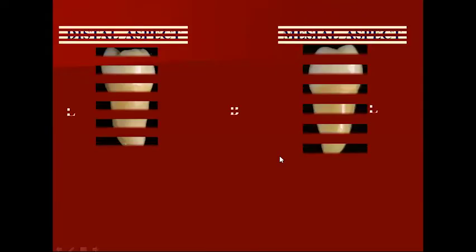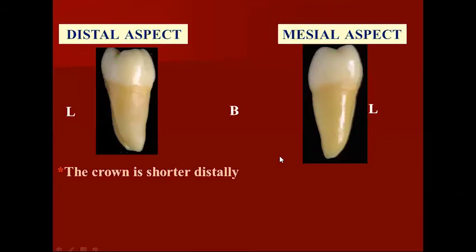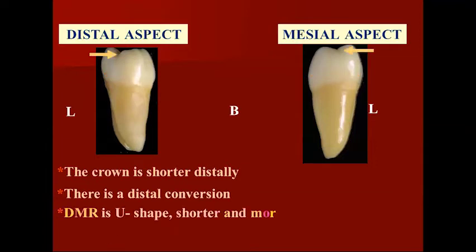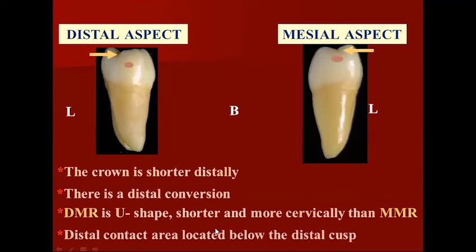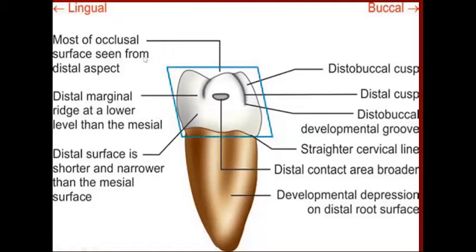In distal aspect, the crown is shorter distally. There is a distal convergence. Distal marginal ridge is U-shaped, shorter, and more cervical than mesial marginal ridge. Distal contact area located below the distal cusp. Most of occlusal surface seen from the distal aspect.